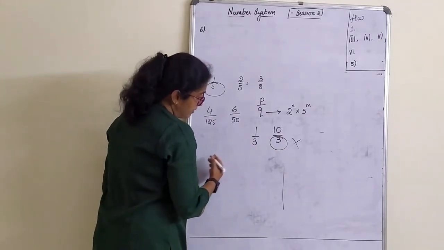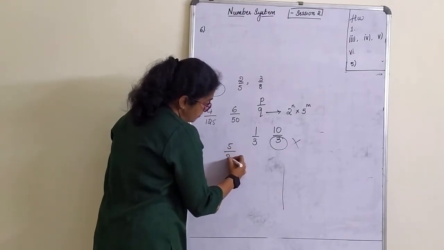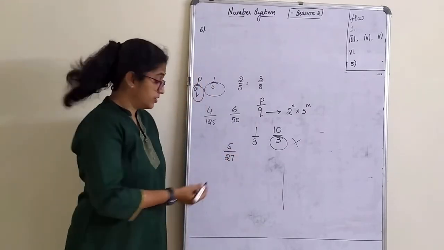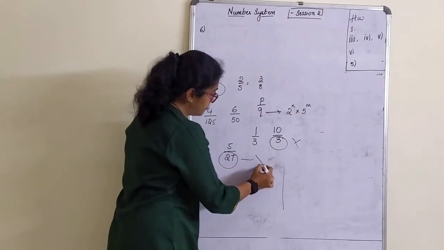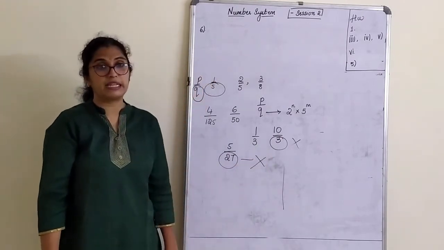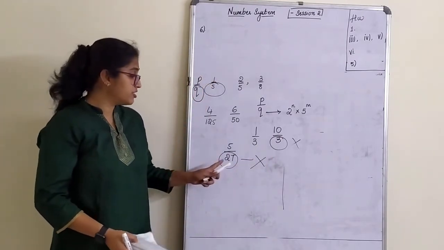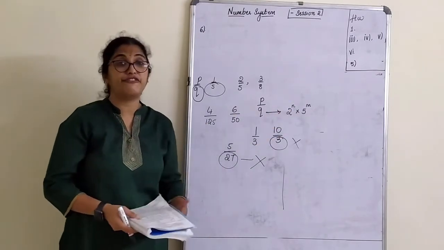Or assume I have one more number, 5 by 27. Denominator is 27, hence it is not terminating. I can tell easily. Why? Because it is not in the form of 2 raised to m and 5 raised to n.